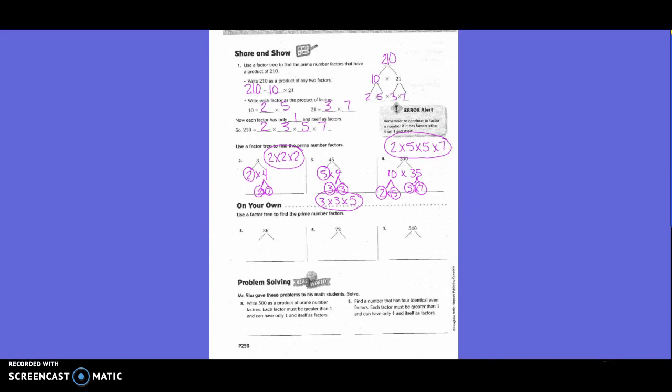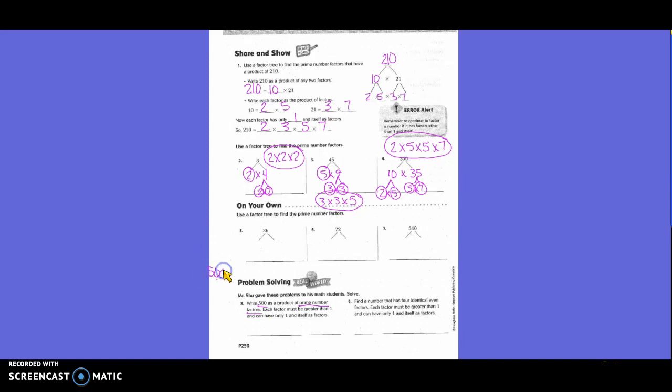Problem solving. Mr. Shu gave these problems to his math students. Write 500 as a product of prime factors. Each factor must be greater than 1 and can only have 1 and itself as factors. So what would I underline? 500 and then prime number factors, right? And then over here, I'm going to do my factor tree, right?